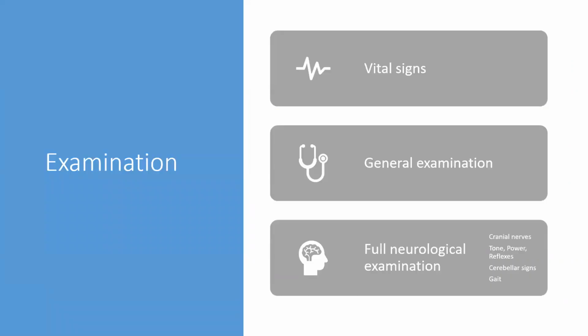So examination, so there you go. You've got vital signs, general examination, and full neurological examination. So vital signs, what are the vital signs you wanted to assess? Heart rate, blood pressure, measure low.